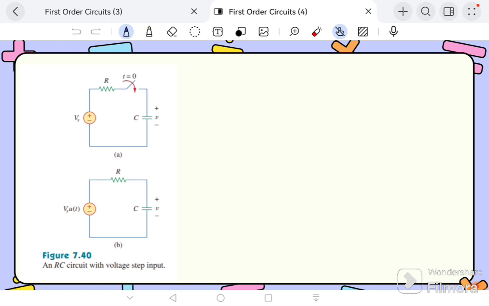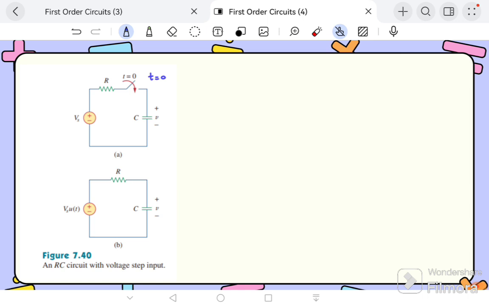For circuit A, we have here a switch. Our switch is connected to the capacitor at t equals 0. So the switch is closed at t equals 0. Take note, at t equals 0, our capacitor sees a voltage source Vs. Now, for t less than 0, we have no source voltage, and the capacitor doesn't see any source voltage. So basically, its voltage source is 0.